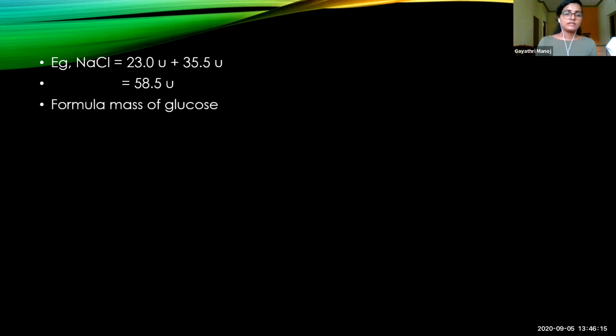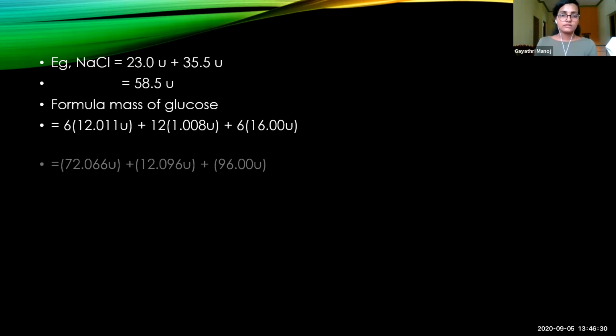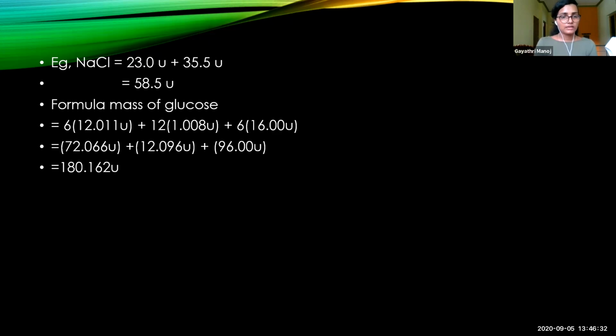Now let's see the formula mass of glucose. It's 6 times the atomic mass of carbon plus 12 times the atomic mass of hydrogen and 6 times the atomic mass of oxygen, which is 180.162 U.